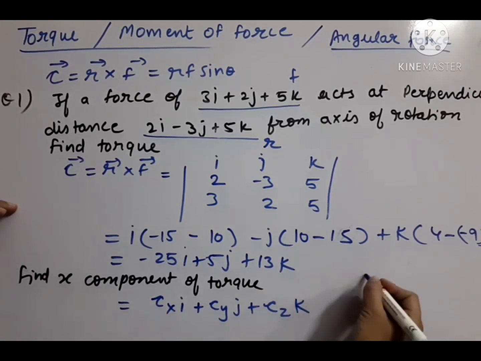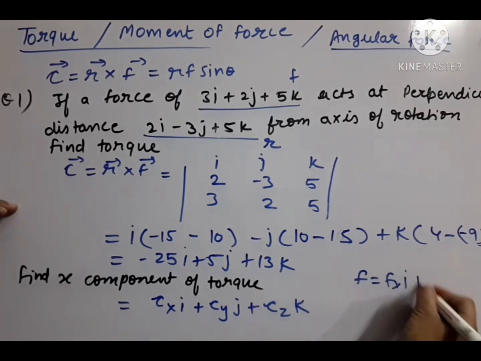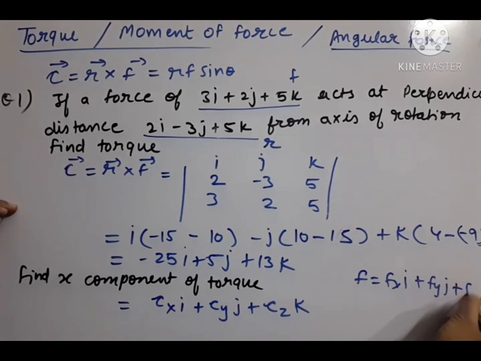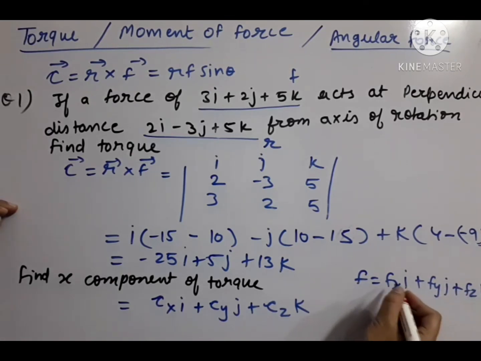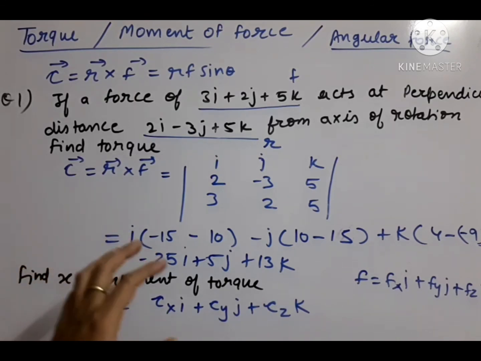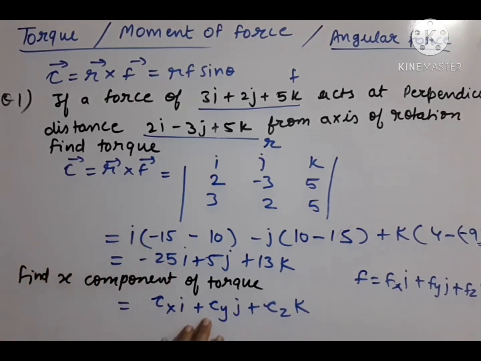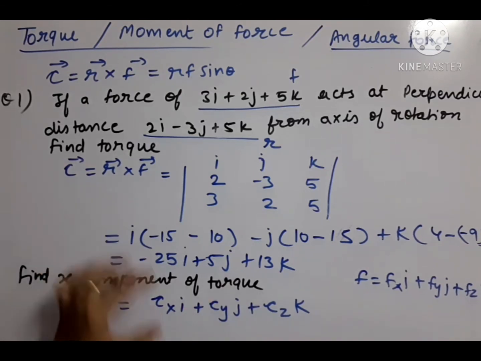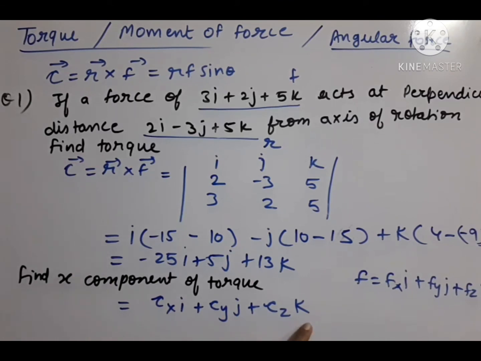Like we write force as fx i plus fy j plus fz k. Any vector we always write in this format. In the same manner, because torque is also a vector, we should always write torque as torque x i plus torque y j plus torque z k. So if we compare, we want only the x component of torque, that means torque x. Torque x is the one which is with i.